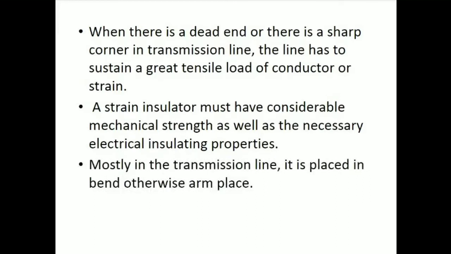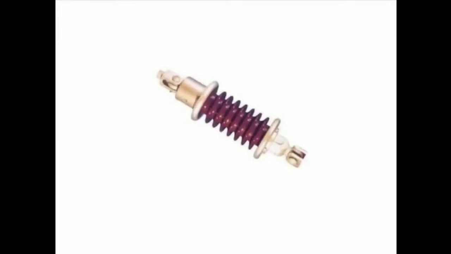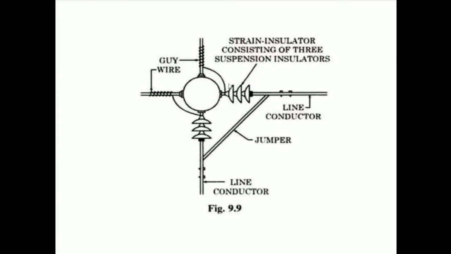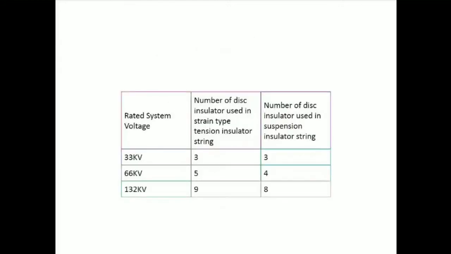Mostly in the transmission line, it is placed in the bent, otherwise arm place. This is the picture of a strain insulator. This one is placed horizontally rather than suspended. This is also a strain insulator having three bases. This is the comparison between strain and suspension type insulators.